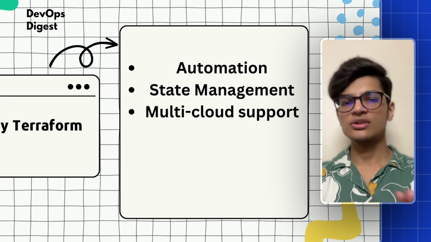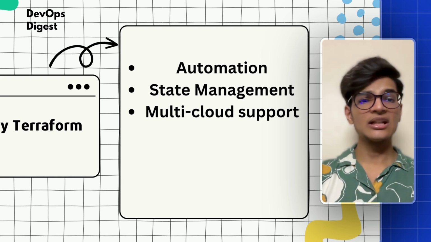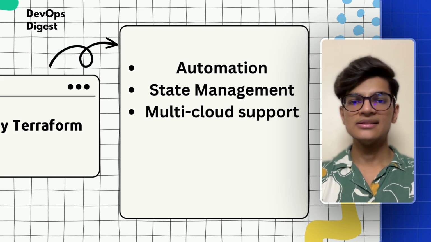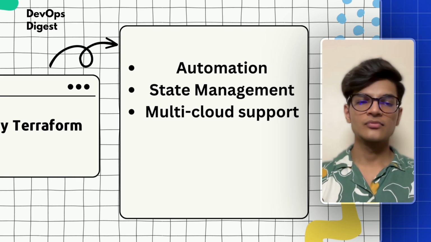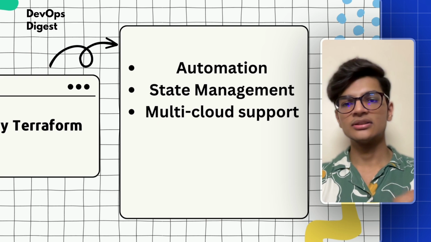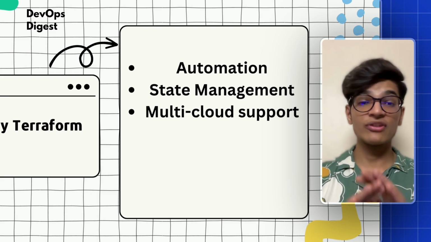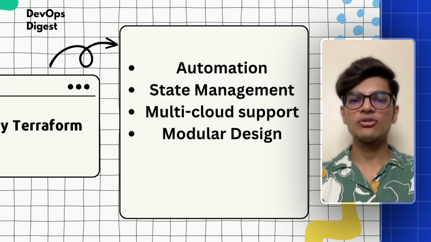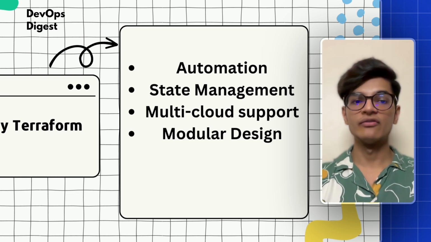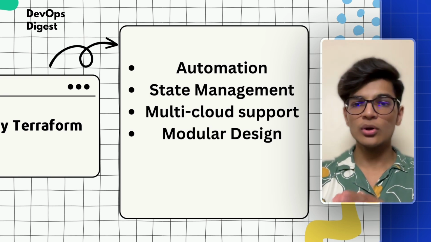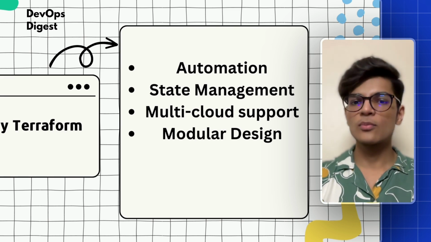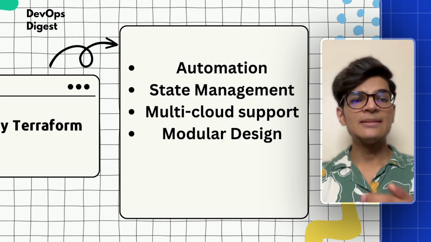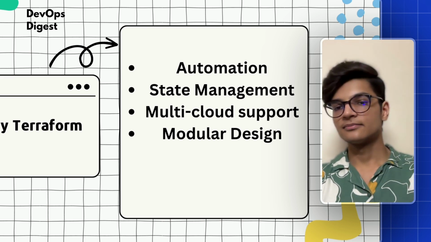Terraform is a cloud agnostic tool. This means it can work with various providers like AWS, Azure, GCP, and many more. You can define your infrastructure once and deploy it across different cloud providers with minimal changes. Terraform also allows you to break down your infrastructure into reusable modules. This promotes code reusability, improves organization, and simplifies complex deployments.